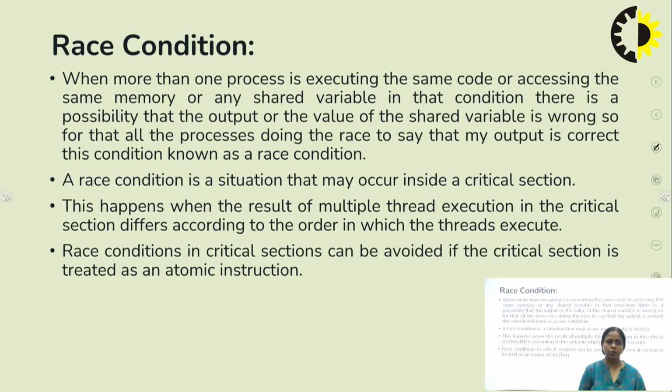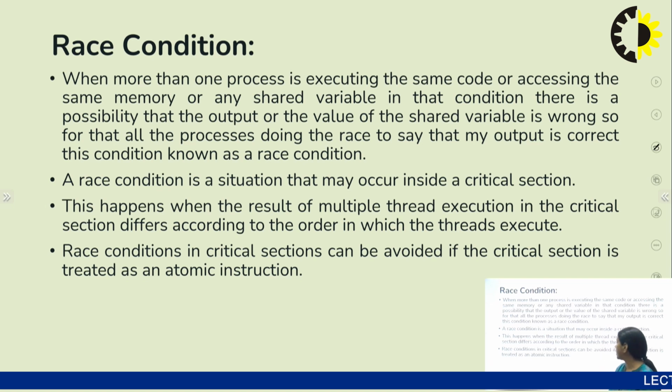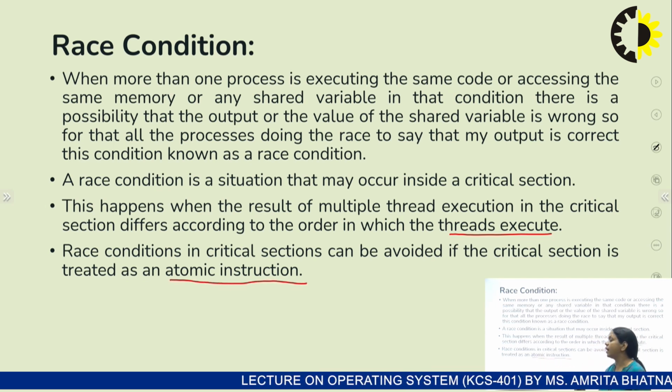A race condition is a situation that may occur inside the critical section. It will always occur in the critical section, because the critical section is that section where we have common or shared variables. This happens when the result of multiple thread execution in the critical section differs according to the order in which the threads execute. A race condition in the critical section can be avoided if the critical section is treated as an atomic instruction.